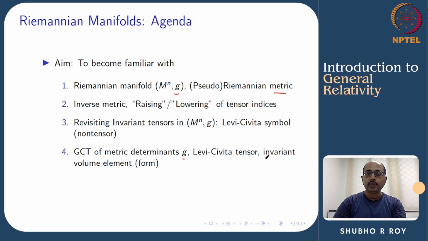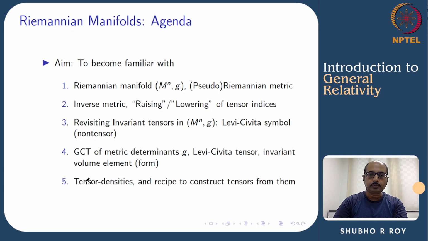Then we will look at the invariant volume form. This is a very special object. It's a volume element which remains invariant under general coordinate transformations and plays a very important role in general relativity. Then we're going to learn about the concept of tensor densities. Again, there is a special class of symbols, that is, objects which have indices. These have a very special transformation rule, as you will see. And the important thing about tensor densities is that it is possible to convert a tensor density into a tensor. We will see what the recipe is to construct tensors out of tensor densities. And we will start here.